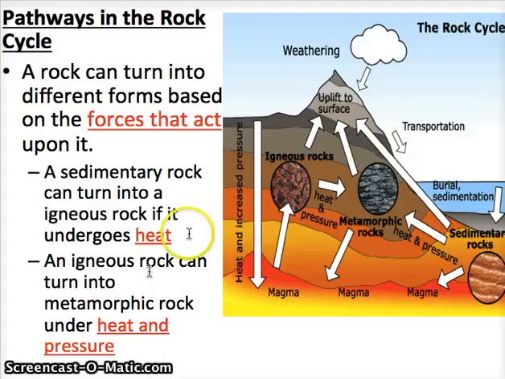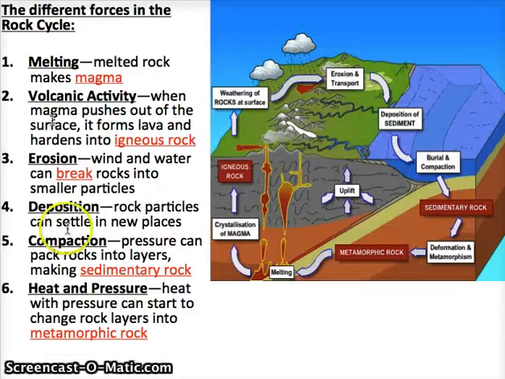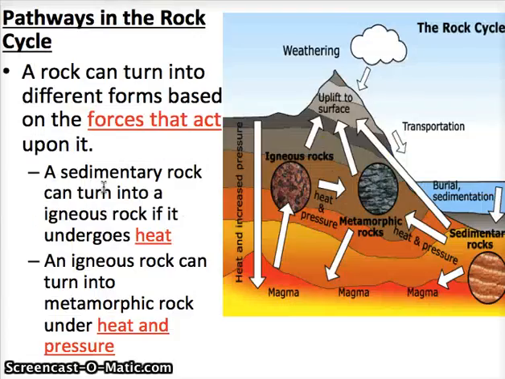So a rock can turn into different forms based on these 6 forces. These 6 forces can occur at any time, and depending on the force that's there, the rock will change. So let's say we have sedimentary rock here, and the more sedimentary rock there is that's lower towards this part of the Earth, the more heat it will have. And if it undergoes a lot of heat, it could actually melt back into metamorphic rock or igneous rock.